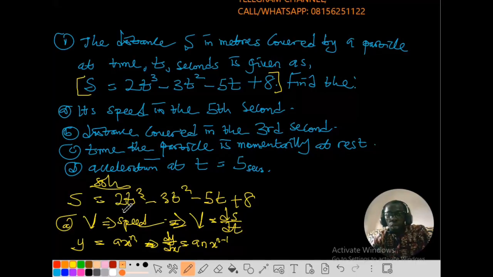For instance, if you are working with 2t raised to power 3, the coefficient here is 2, which is a, and the power here is 3. So we'll now replace this x with t. Let's proceed to the next page. And what we have on the next page is the equation.